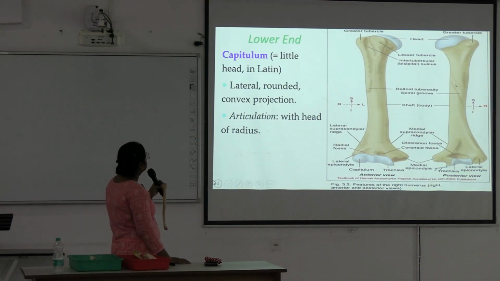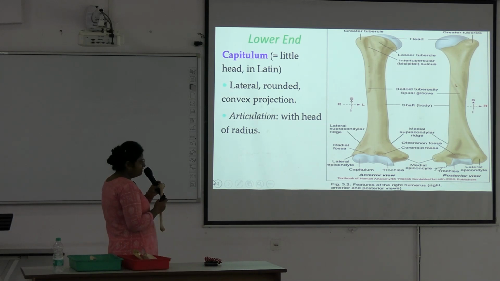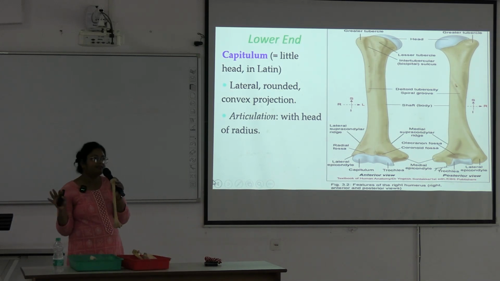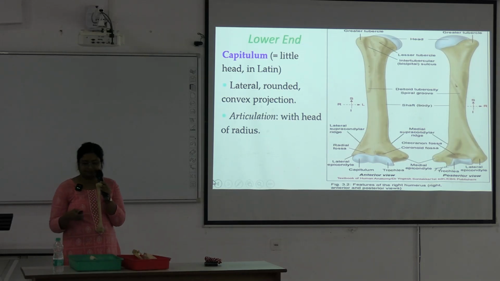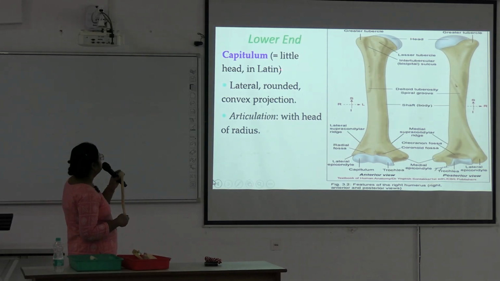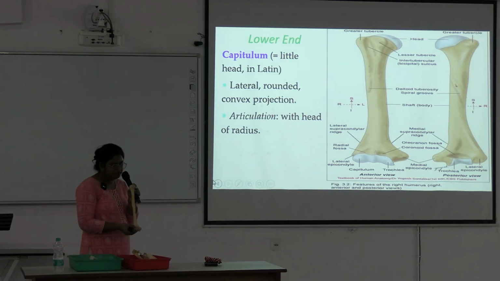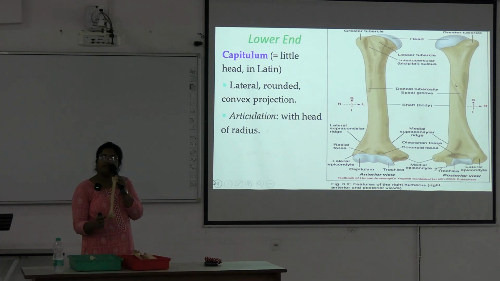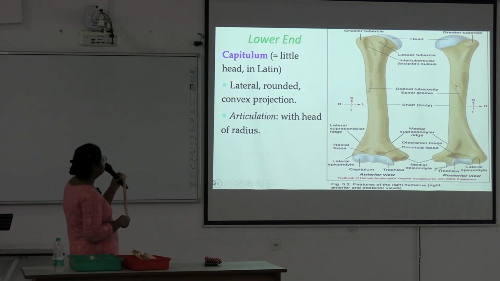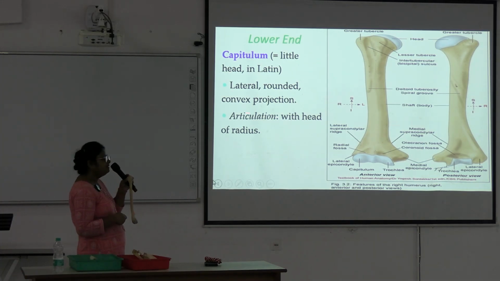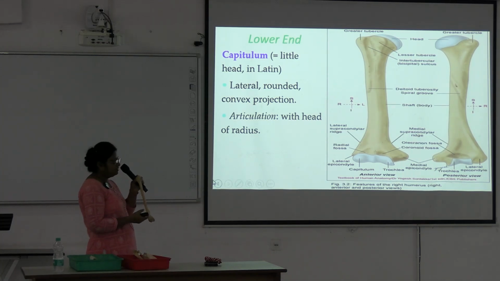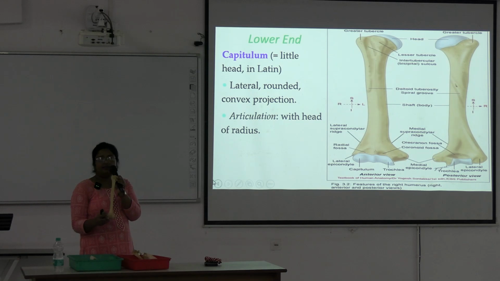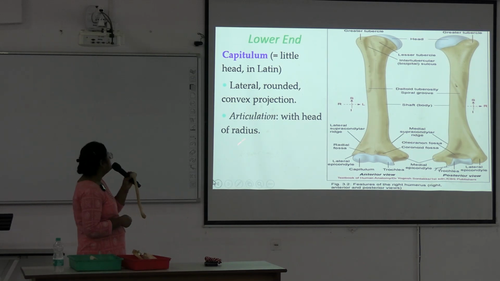Okay, next. So we have completed the shaft, border, surface and attachments. Now we go to the lower end. The lower end has an important part known as the capitulum. This rounded structure is the capitulum. Capitulum in Latin means little head. It is a lateral rounded convex projection. You can see here the lateral rounded convex projection.